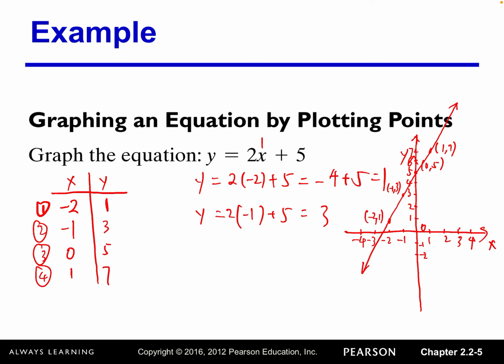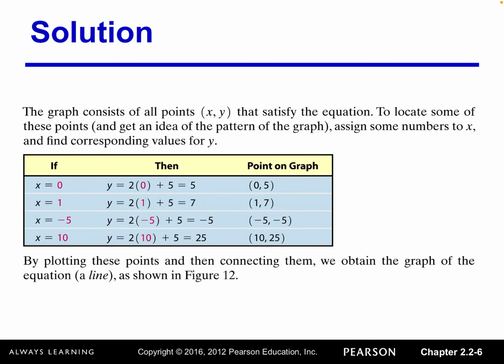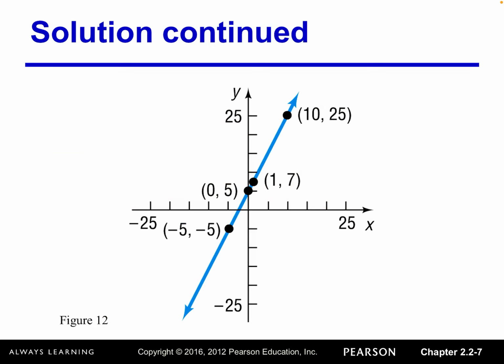So the key is you need to choose a value for the independent variable, plug it into the given equation, and evaluate y. That's how to form our data table and then plot those points. The book used different points, as you may see. That's just showing you it really doesn't matter what points you choose, we get the same graph.